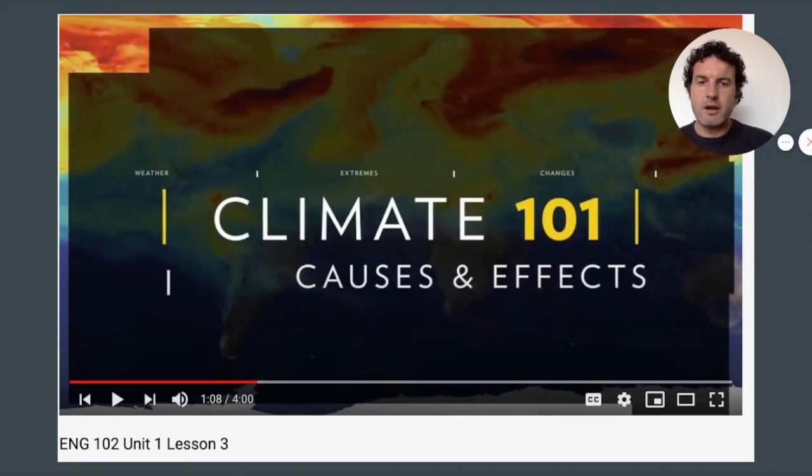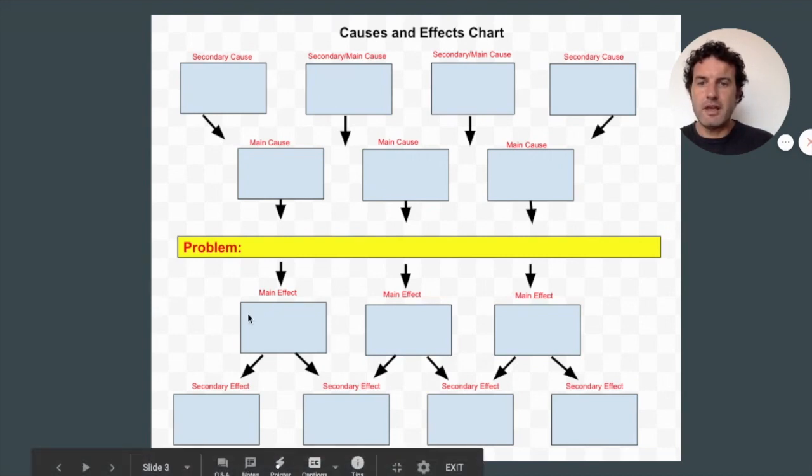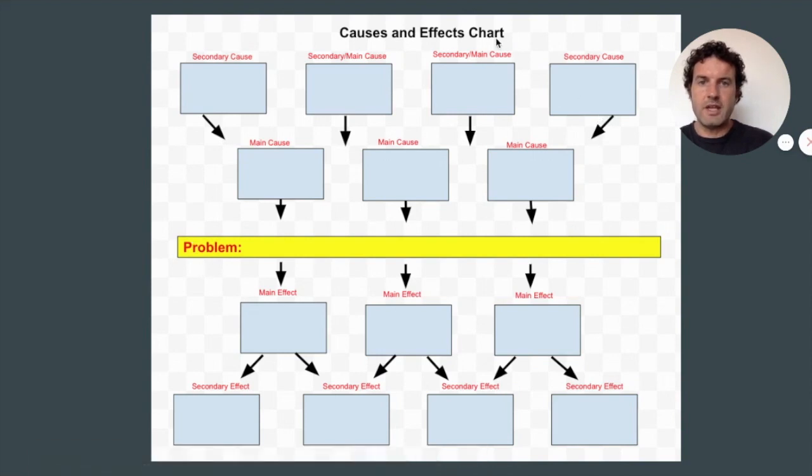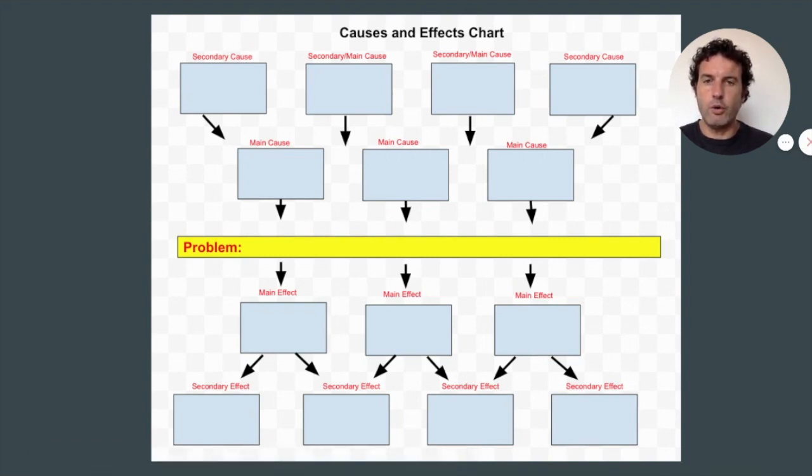Now, when we are looking at causes and effects, something which is very helpful to help us to organize our ideas is what we call a causes and effects chart. Now, in a causes and effects chart, we have the problem here in yellow, and then we have all of the different causes which feed into the problem, and then all of the effects which are caused by our problem. So a causes and effects chart helps us to organize our ideas.